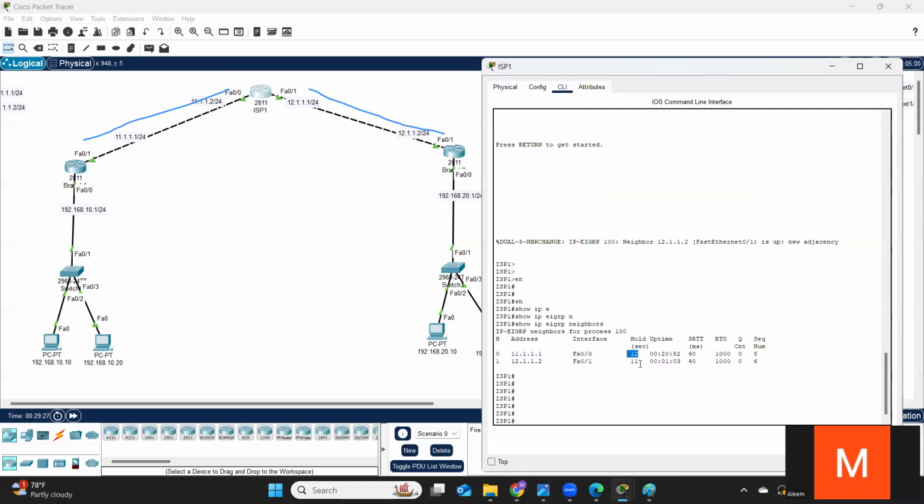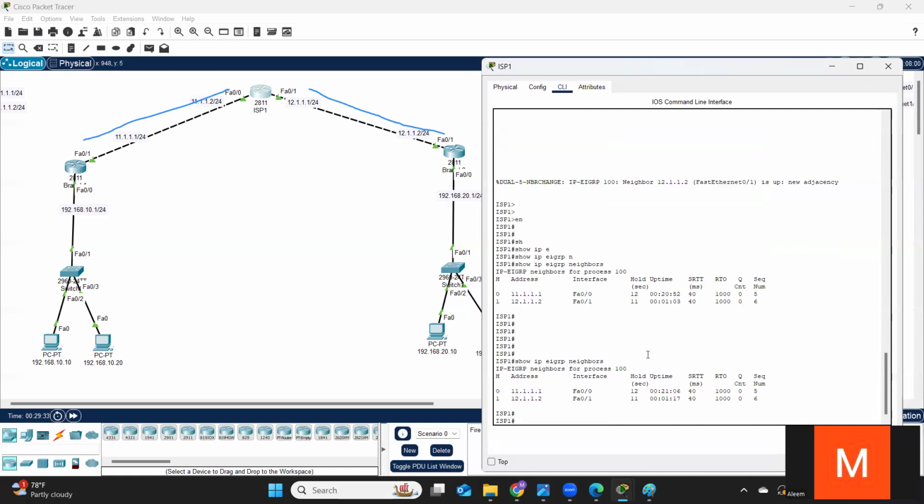This is the hold timer. As we discussed, 15 is the hold timer. It will be changed again and again.